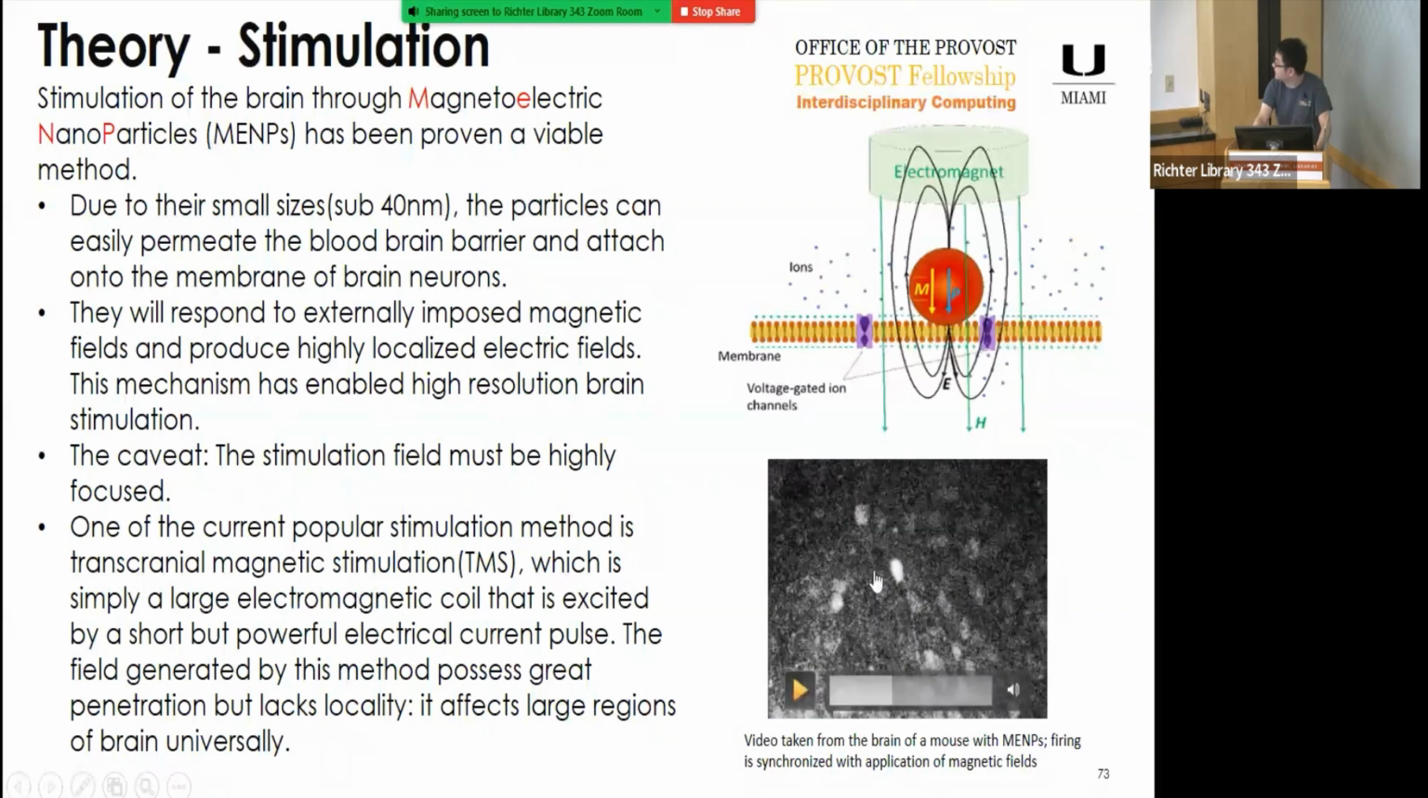So the lines here got lit up. It's pretty clear on the video. So we already achieved the stimulation, and due to the small size of the nanoparticles, they can actually go through the blood-brain barrier. For example, if you inhale some fragrance or something, it won't go through to your brain.